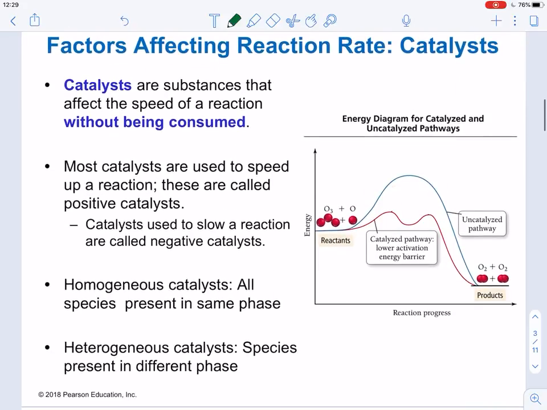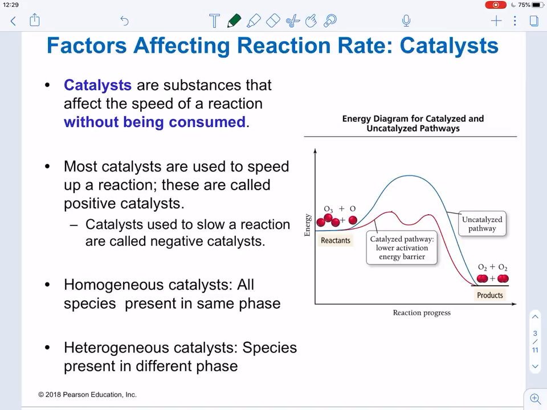Okay, so how does the catalyst affect the reaction? Well, usually what they do is provide a different pathway. Okay, remember, there is an energy of activation or activation energy that you have to surpass in order to produce the reaction. If you can lower it, then the reaction is going to go faster, and that's what you are looking for usually when you're using a catalyst. You want to speed up the reaction.